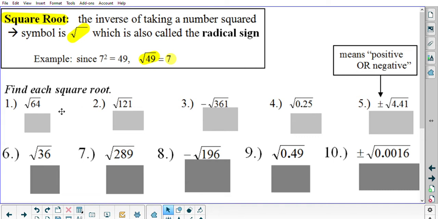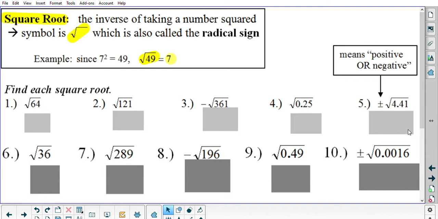For example, let me go ahead and do 1, 2, 3, 4, and 5 with you. Now, these problems are already typed up for you on your guided notes, but those of you who do not have the guided notes typed up for you or printed out, follow along with me as I do 1 through 5 with you. Problem number 1 is asking us to find the square root of 64.